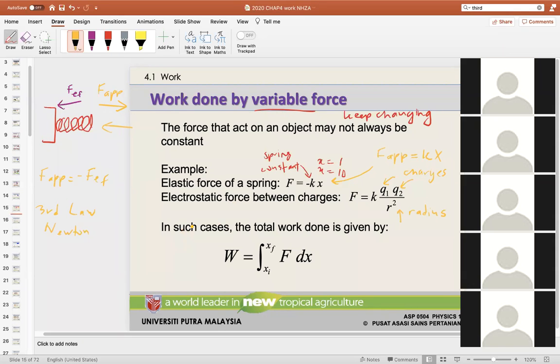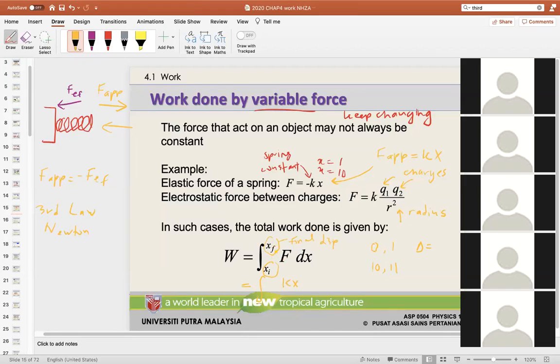This one is complicated. Okay, so in such cases, the total work done is given by work done equals the integral of F dx. So if I were to integrate F applied, which is the opposite of elastic force, I will get kx. So this represents the final displacement, and this is the initial displacement. So you will have to know if your displacement starts from 0, starts from 1, and then where does your final end? Does it end at 10? Does it end at 11? So I know the displacement is the final minus initial, right?